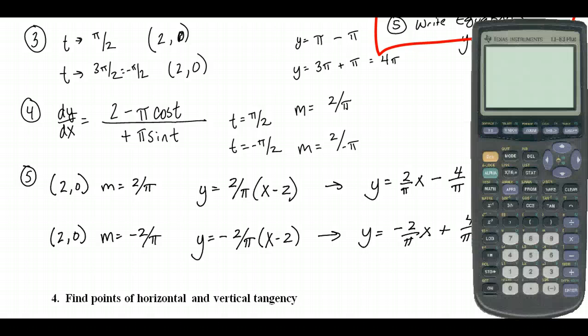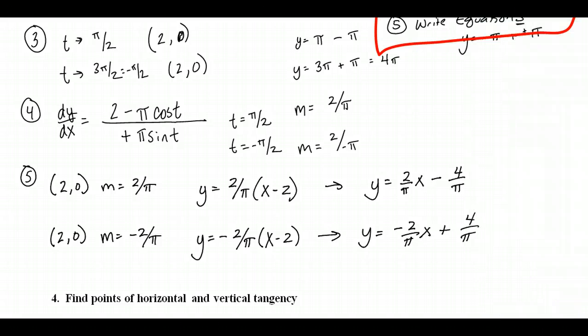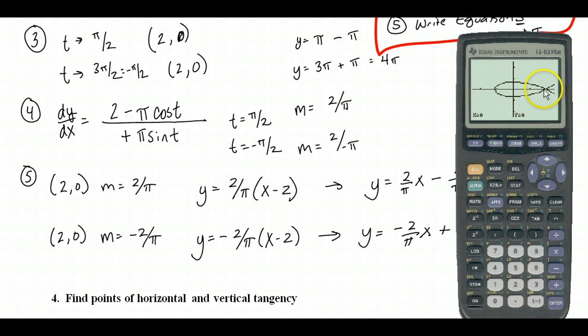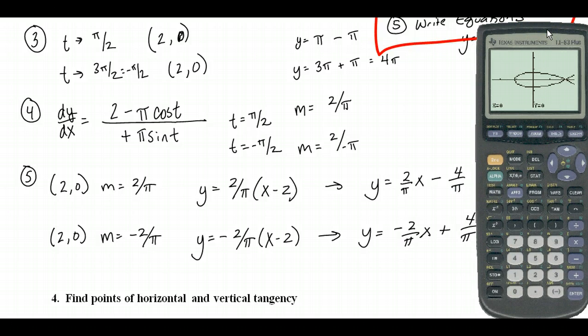If we look back at our calculator, maybe this will turn on, maybe it's tired. In this situation, and I wish I could write on here, we know that we have a tangent line that would go this way. So that would be our first line. And we also have a tangent line this way. Hard problem. I think that's the toughest one in this section.